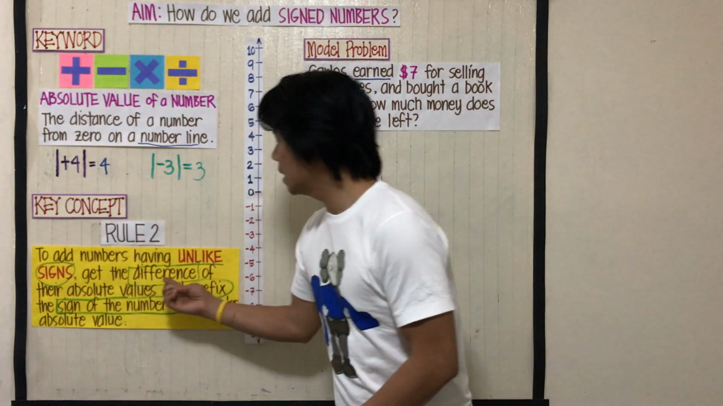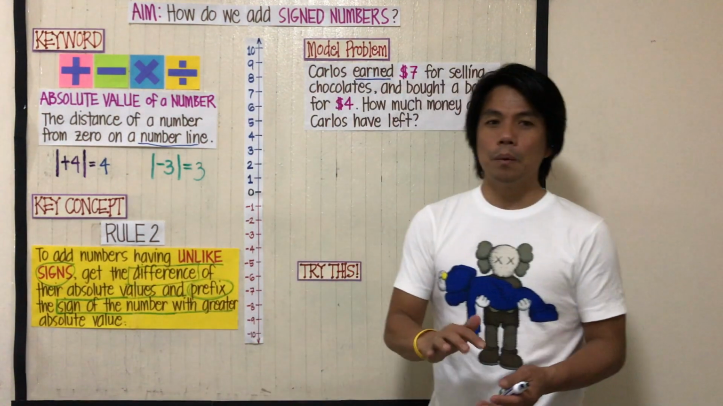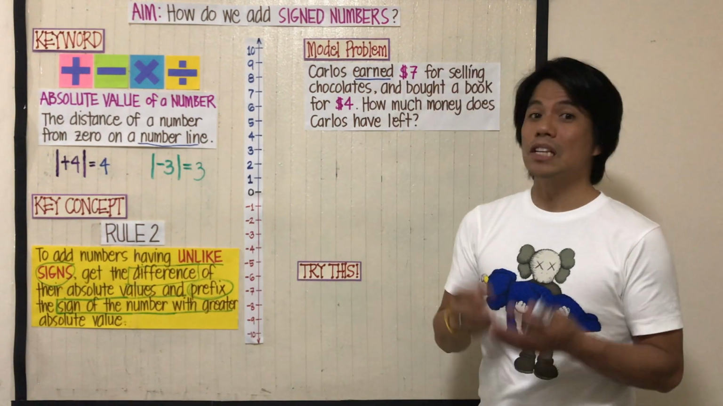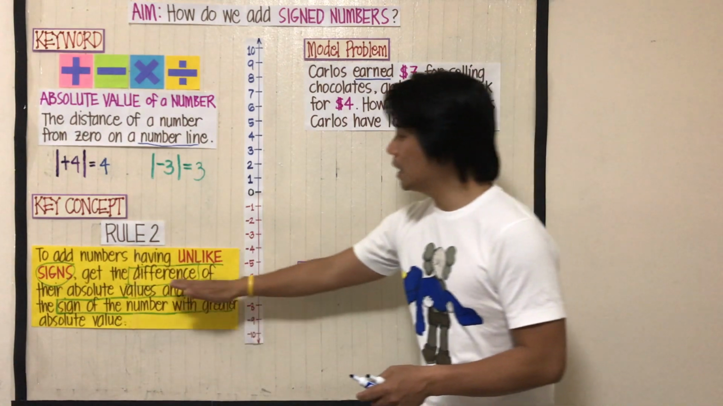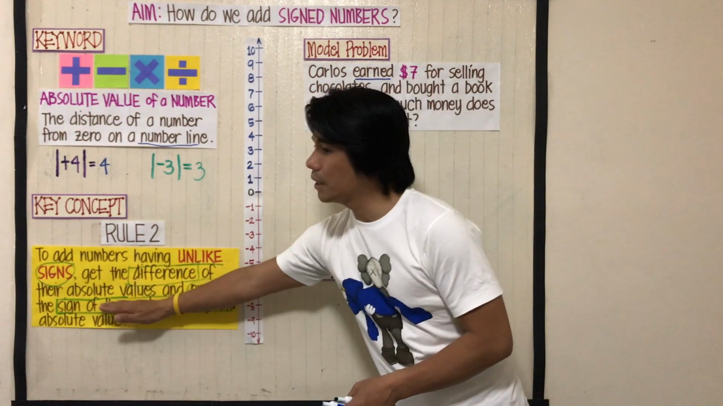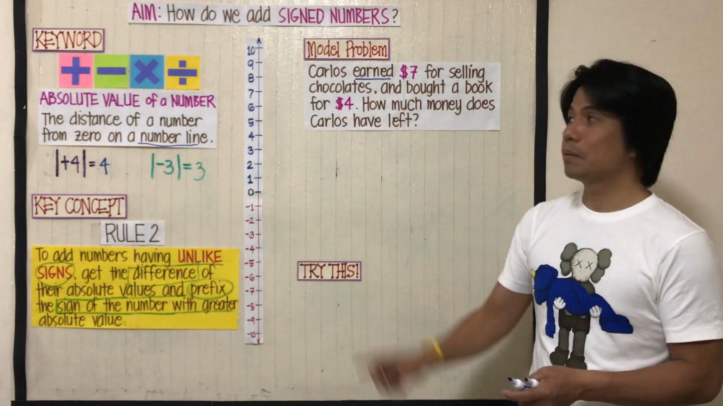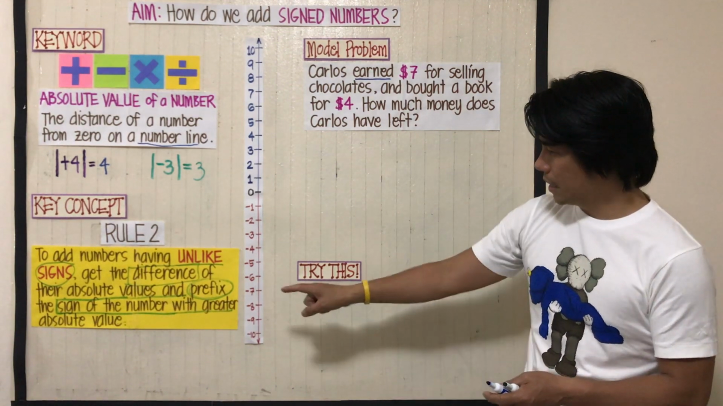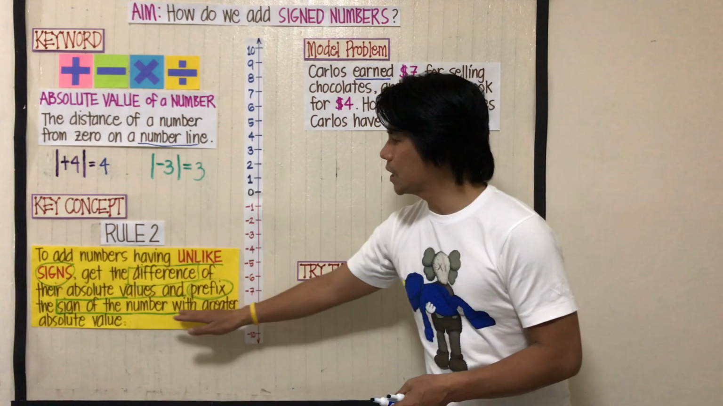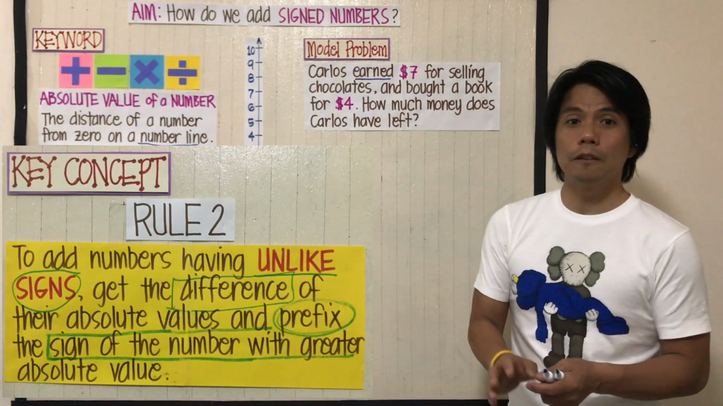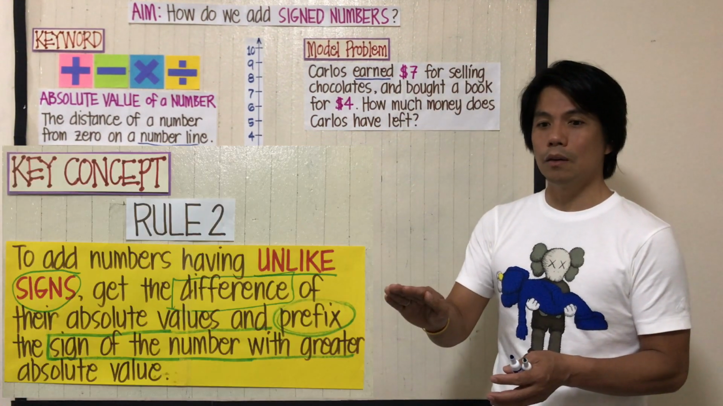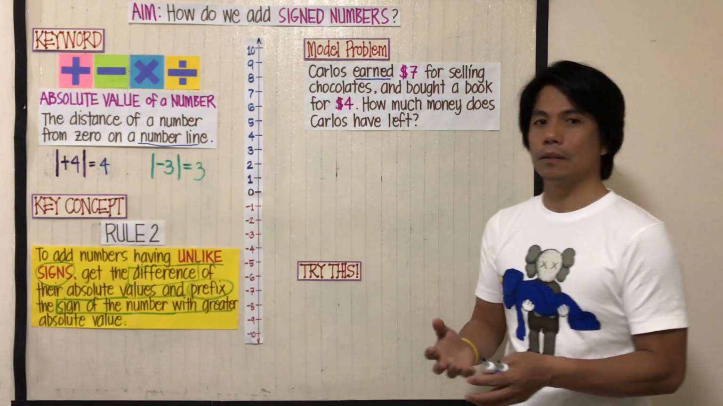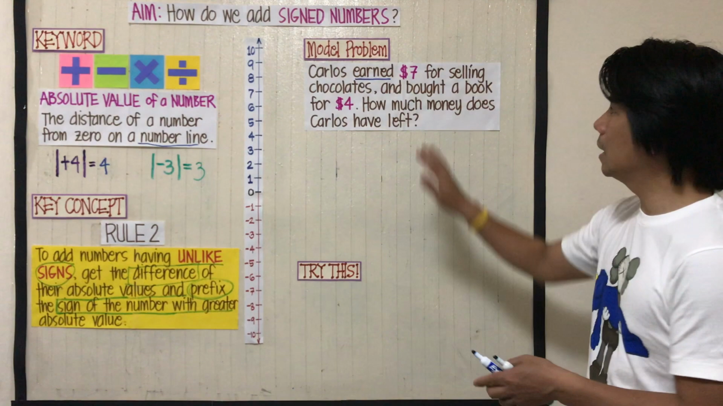Now it says get the difference. Difference means we need to subtract. I thought we were adding. Yeah, since they have different signs, we need to subtract their absolute values. I'm going to show that to you in a while in a model problem. And then it says prefix the sign of the number with greater absolute value, meaning we need to follow the sign of the number that has greater absolute value. Let's see that in a model problem.